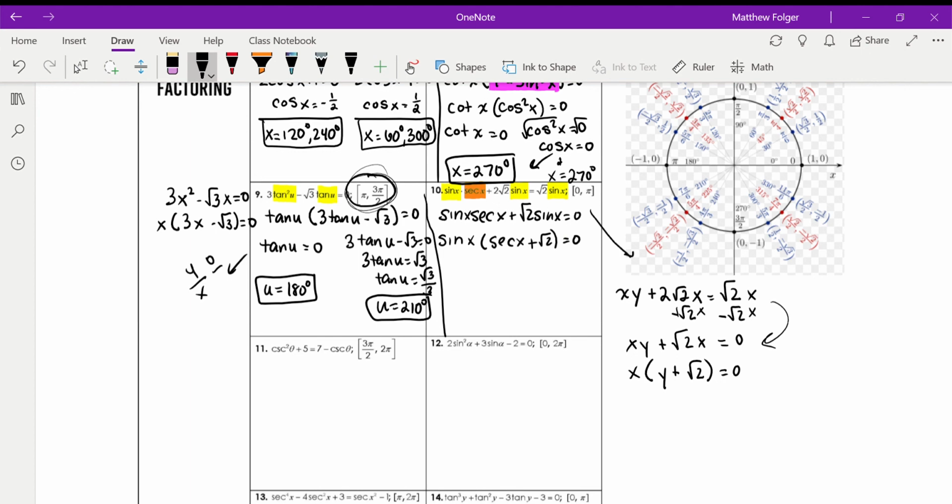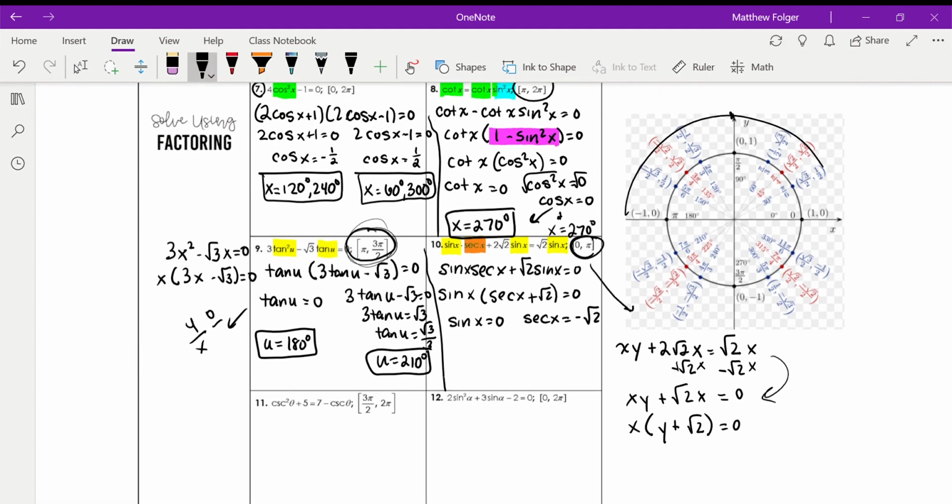All right, now you set them both equal to 0 when you solve them. So sine x equals 0, secant x equals negative square root of 2 when you set it equal to 0 and subtract that. All right, so now we have to find the angles. So now the restriction tells us we're only between 0 and 180. So we're in these two quadrants right here.